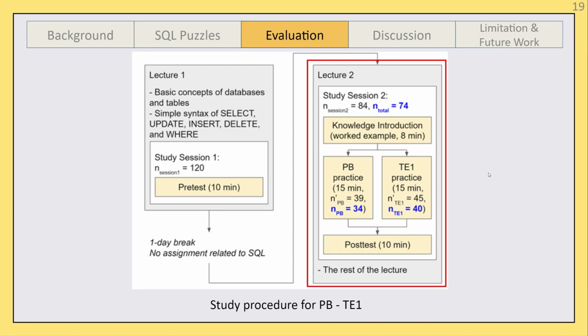The second part was conducted at the beginning of the second lecture, which happened 2 days after the first lecture. It started with an 8-minute knowledge introduction, including 3 worked examples for select, update, and join. It reviewed the knowledge covered during the first lecture and introduced new knowledge prior to asking learners to practice. Then, we randomly assigned learners to one of the conditions and asked them to practice. Finally, we asked them to complete a 10-minute post-test. These post-tests used problems isomorphic to the pretest. All of our experiment materials are available on the ACM Digital Library.